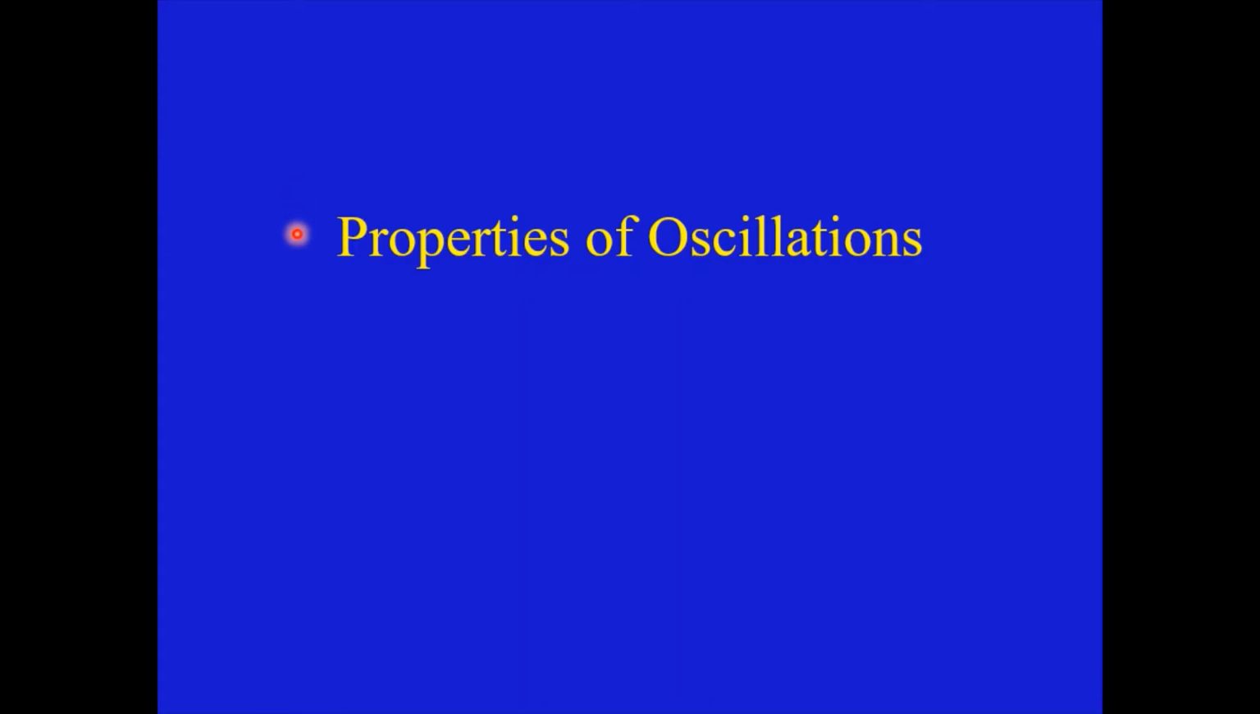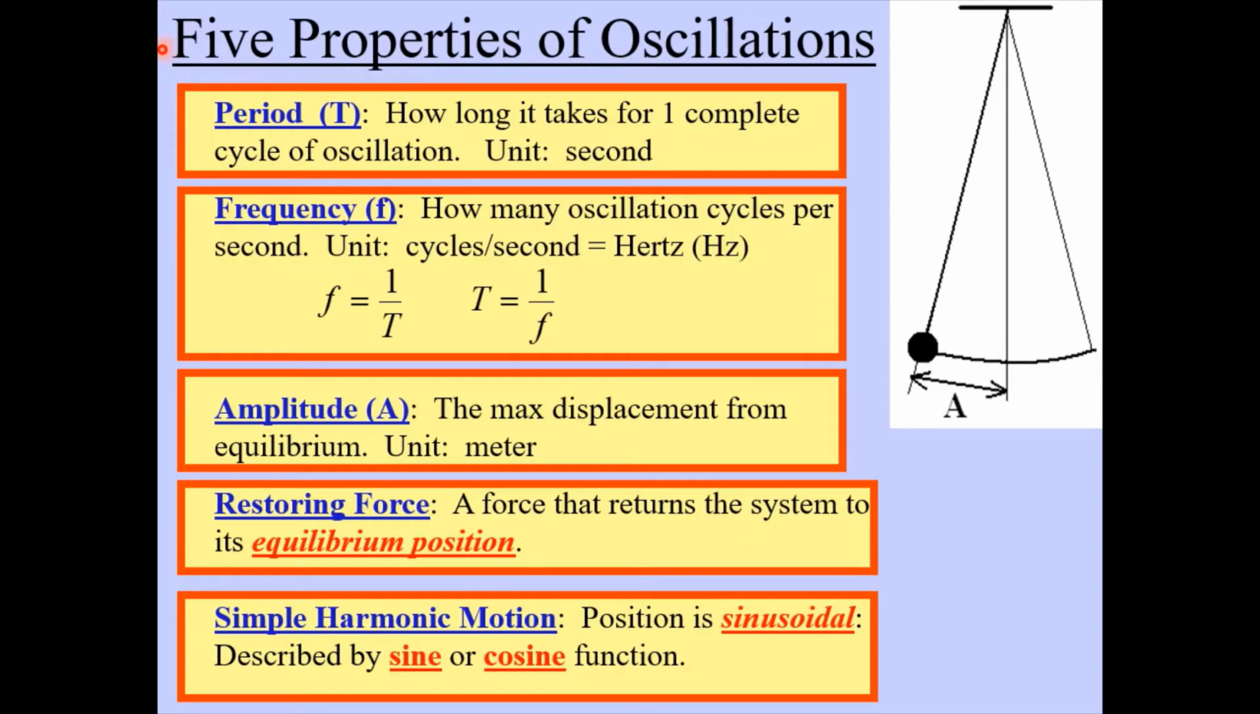Let's now take a look at the basic properties of all oscillations. So there are 5 properties that all oscillations have in common. The first is called the period. And the period, we've seen this before, we use the uppercase letter T to designate period. That's our symbol for period. Period is how long it takes for one complete cycle of oscillation. And period is measured in seconds because it's an amount of time.